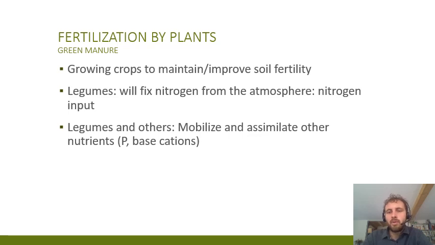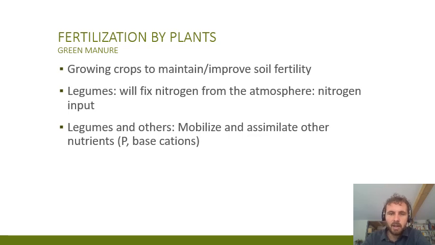To do this, you can grow two types of crop. You can grow legumes, which you know will fix nitrogen from the atmosphere, and then you will get an input of nitrogen in your system. Or you can use other crops than legumes that will mobilize nutrients from the soil and assimilate them. For example, phosphorus: you have a lot of phosphorus in the soil. What is important is not the quantity, it is the availability. So if you have a crop that can get the phosphorus out of unavailable spaces, and then you have it in the crop, then you can make a fertilizer out of it and bring the phosphorus to the other crops.